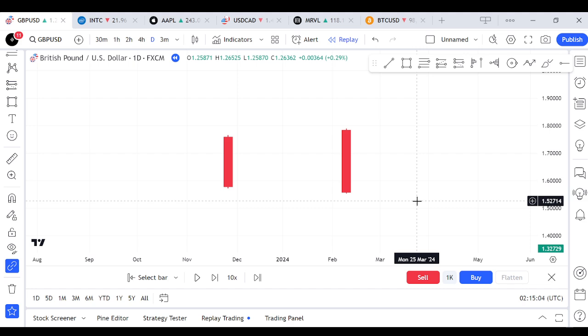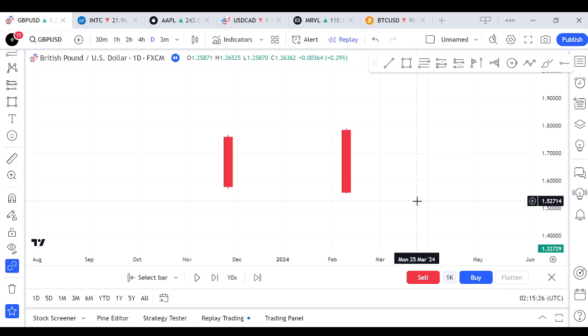By the end of this video, you will know exactly how to identify the bearish Marubozu and when to enter and exit trades based on it. So stay with me until the end so you don't miss any key details that could help you take your trading to the next level. Without wasting too much of your time, let's get right into it.